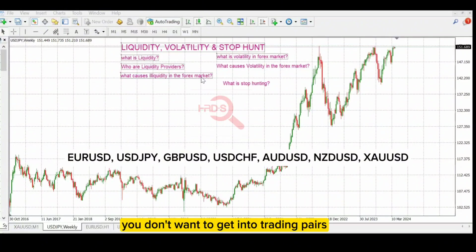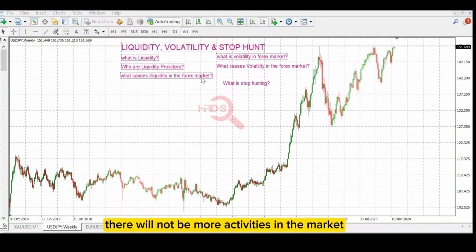You don't want to get into trading pairs where, when you place your trade, you pay a high cost of spread, and also there will not be much activity in the market. So liquidity matters in forex because it tends to reduce the risk of slippage. It gives faster execution of orders and a tighter bid-offer spread, or what we call spread.